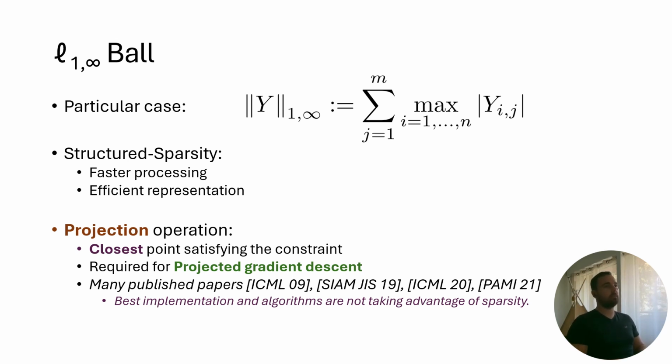Okay? So for the rest of this presentation, I'm going to show you how the ICML09 algorithm from Quattoni works. This was the first algorithm defined for the L1 infinity projection. Then I'm going to show you several algorithmic tricks to improve this algorithm and in the end make it the fastest algorithm, thanks to the four tricks that I am going to talk about.